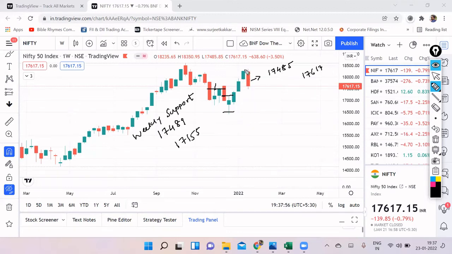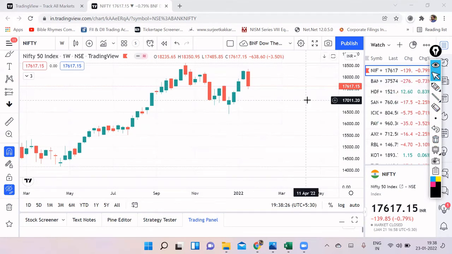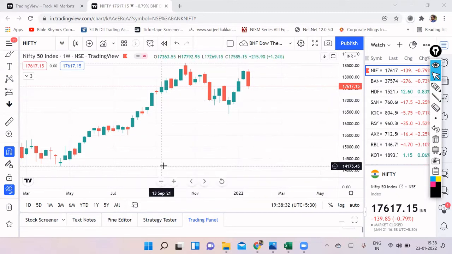And what will be the resistance? Of course, this one, so the weekly resistance will be 18,350. Just keep this in mind: 18,350, 17,155 and 17,485. If we break 485, there is a big chance that we'll approach 17,155. So these should be our levels for the week. Now we'll discuss all the data and see on a shorter time frame what should be our daily support and resistance.